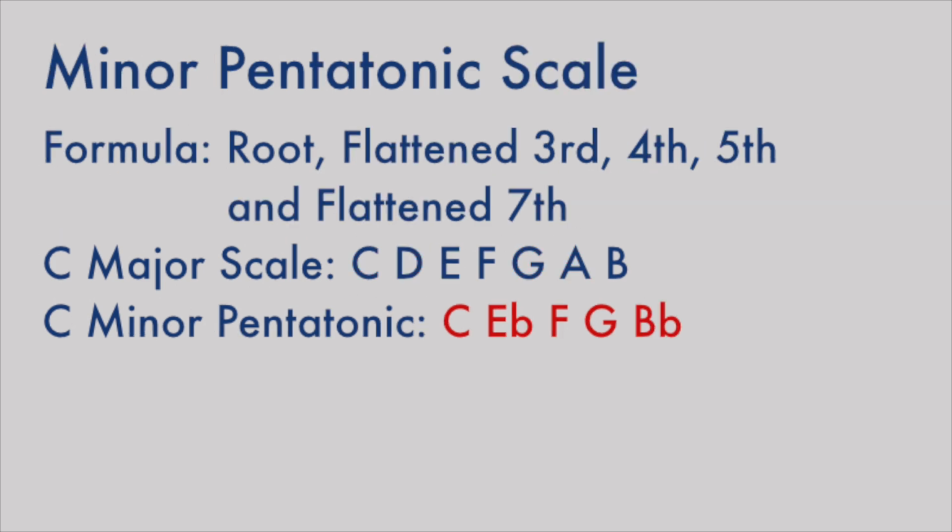Now for the minor pentatonic scale. The formula for the minor pentatonic scale is the root note, flattened 3rd, 4th, 5th, and flattened 7th. Flatten means you move down half a tone. If we take these notes from the major scale, we get the minor pentatonic scale. So the C minor pentatonic consists of the notes C, E flat, F, G, and B flat.